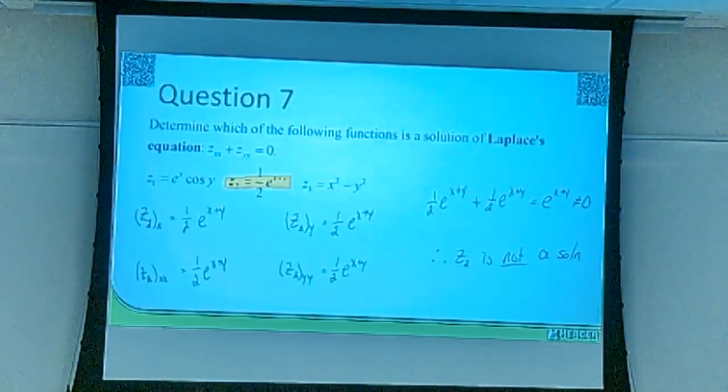In fact, that will be non-zero for every value of x and y. Right? Even an exponent can never give you 0. But it doesn't matter. Even if it gave you 0 at an infinite number of points, if even at one point it's not 0, it can't be a solution. Right? So it has to be a solution for all possible x, y.